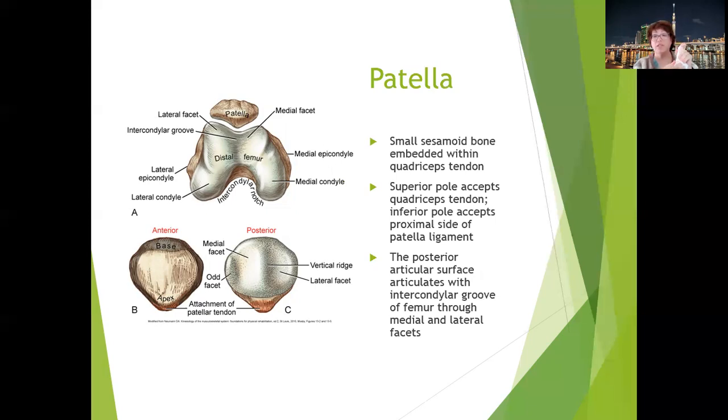The posterior articular surface articulates with the intercondylar groove, also called the patellar groove of the femur, and has medial and lateral facets on the posterior side of the patella. If you have patellofemoral arthritis, those articular surfaces are the ones that are affected. The patella serves to increase the torque of the quadriceps by increasing the length of the moment arm. We'll talk a little bit more about that function in a couple lectures.